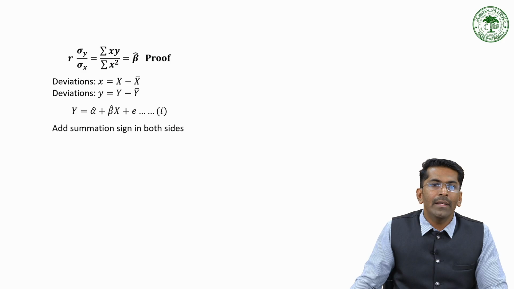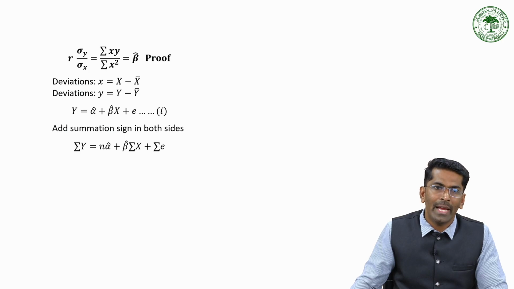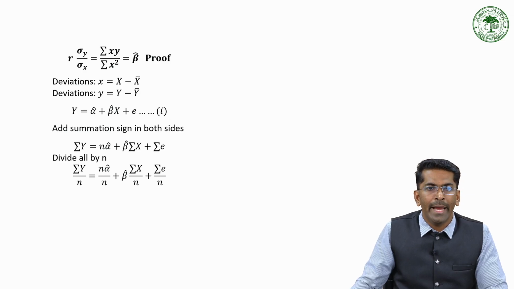See, we are going to add the summation sign on both sides. It will become sum of y, which is equal to alpha hat, which is a constant, so sum of alpha hat will become n into alpha hat, plus beta hat, which is also a constant, so we take it outside, beta hat into sum of x, plus the sum of e, the sum of residuals. Now we are going to divide all the terms by n. So it will become sum of y divided by n, which is equal to n into alpha hat divided by n plus beta hat into sum of x divided by n plus sum of residuals divided by n also.